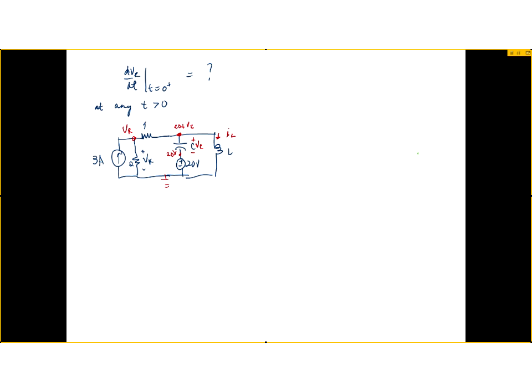Yes. And I think that's what we're looking for, because now I'm ready to do a nodal, right? Nodal for which one? Nodal for VR. What's the nodal for VR going to tell me? 3 amps positive, right? Plus (0 minus VR) divided by 2, plus (20 plus VC minus VR) divided by, what's this? 4, is equal to 0.